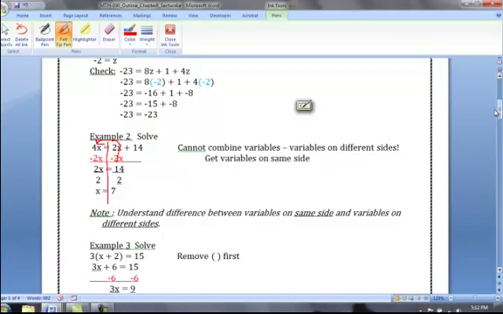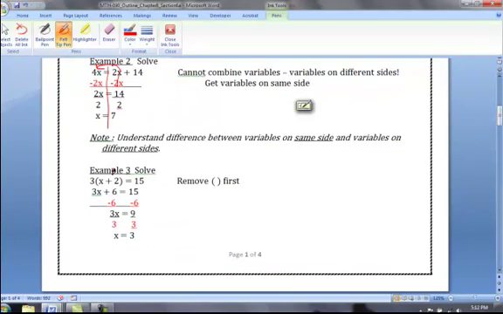Now, this is an example where I do have to clear parentheses first, using the distributive property. Remember, this means I have to multiply 3 by everything on the inside. Okay? 3 times x plus 2 simply means I have 3 sets of x plus 2's. So I have 3 x's, which is 3x. I have 3 sets of 2's, which is 6. And all I did was multiply. 3 times x is 3x, and 3 times 2 is 6.